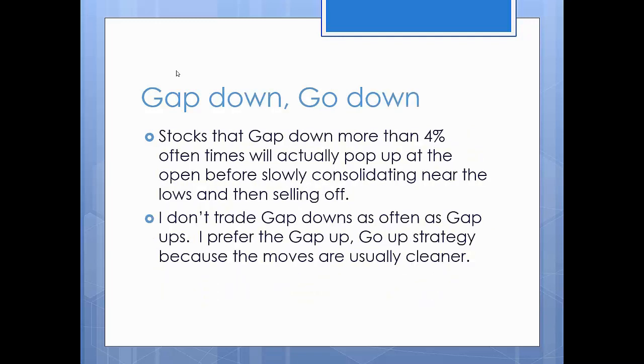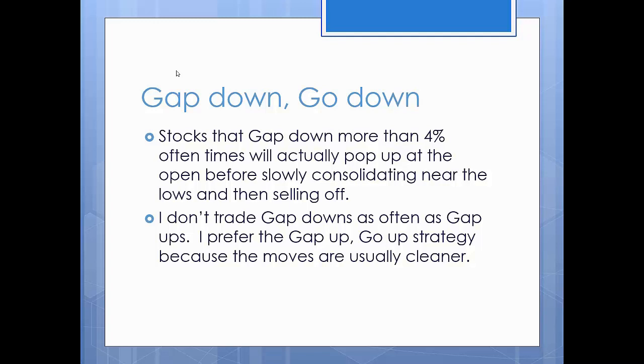Now, gap down, go down. Stocks that gap down more than 4% oftentimes are going to also fill the gap and pop back up. Okay, so I find this a little bit interesting that stocks that have the big gap down often pop up at the open. And I'm not sure exactly why that is, if it's people that are covering their position or people that are averaging down on their long positions. People that see the big gap down as possibly a buying opportunity, but I don't usually see the quick drop right out of the gates on stocks that have had a big gap down.